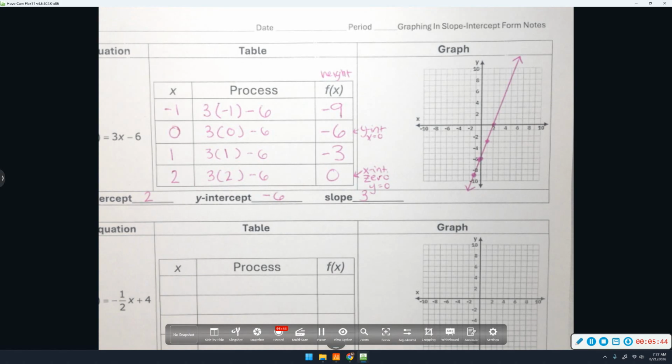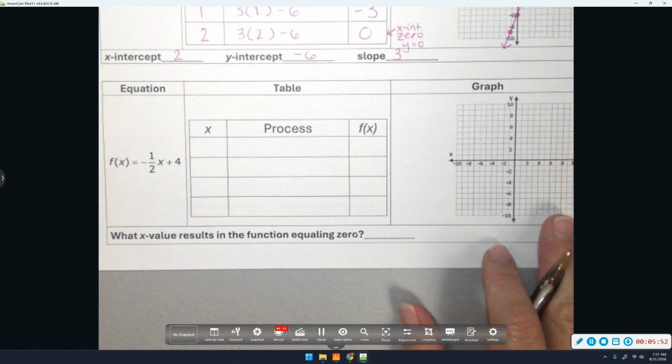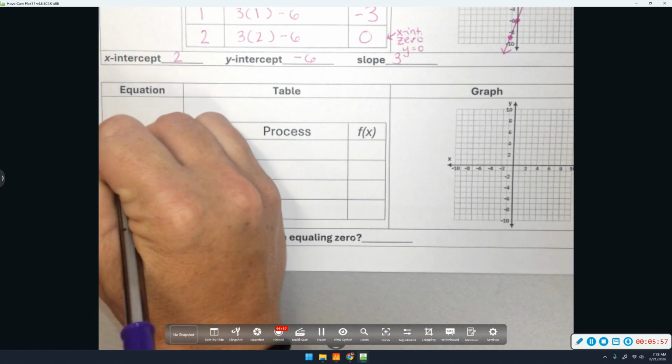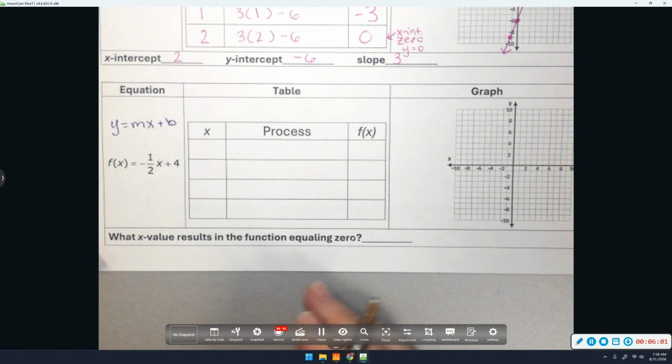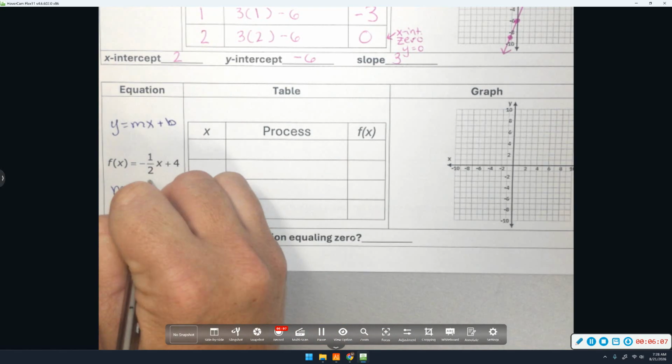Okay, well, there's even less math we have to do on this next one. We're not going to do the process table on this next one. We're going to use our y equals mx plus b, okay? Everybody okay with that one? Okay, let's look at the next one. On this one, I know y equals mx plus b. So what does m stand for? Slope. And what is my slope here? My slope is -1/2.